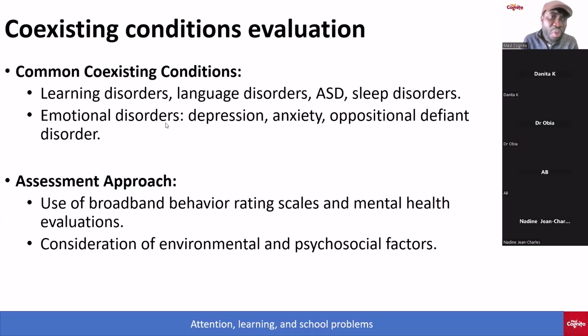Okay. Now, what are the coexisting conditions with ADHD? They can have learning problems, language disorders, autism spectrum disorder, which is a coexisting condition. They can have sleep problems, they can have emotional disorders like depression, anxiety, oppositional defiant disorder. The assessment approach is to use broadband behavioral rating scales, which is what I showed you, and mental health evaluations and consideration of environmental and psychosocial factors as well. All right, those are the things you want to pay attention to.